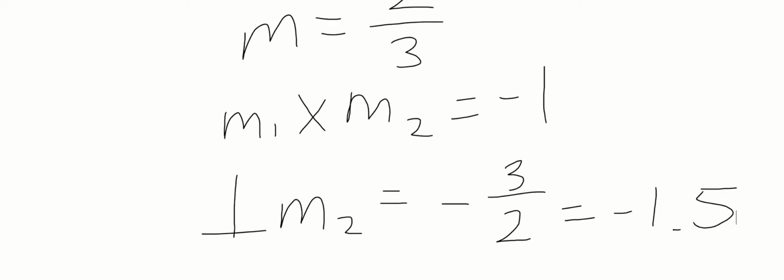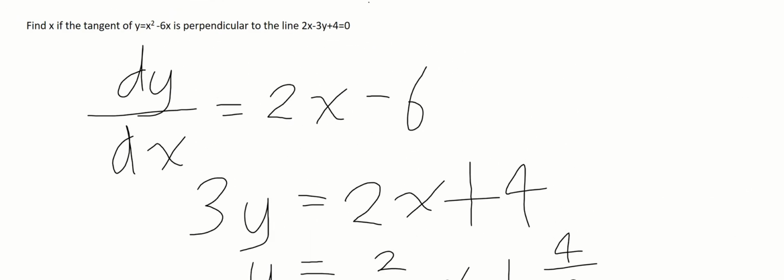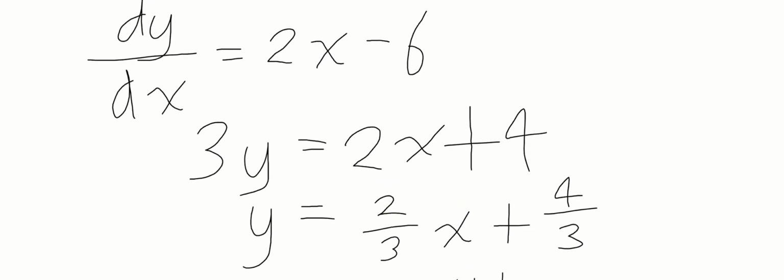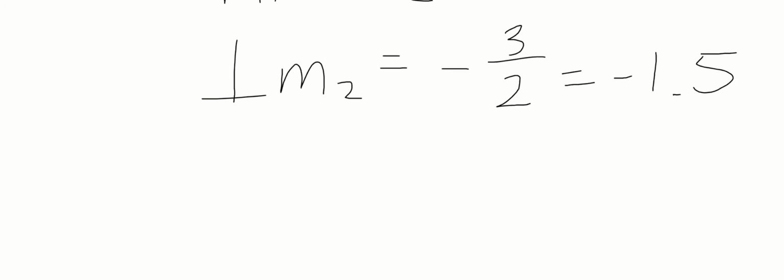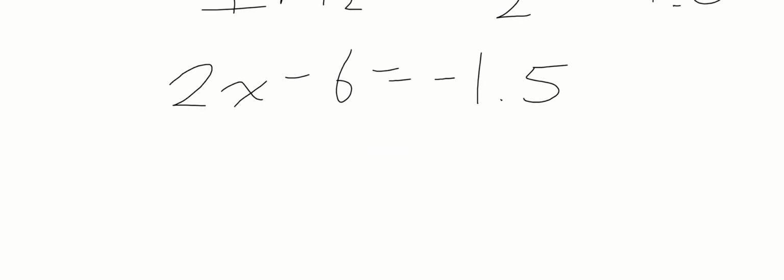Okay, so now going back to the question, remember it's asking what if the gradient of the tangent is perpendicular. We just calculated that dy/dx equals 2x minus 6. So what we have to do now is equate 2x minus 6 with negative 1.5. And after doing a bit of algebra, we get that x equals 2.25. And there we go, that's how we do the question.